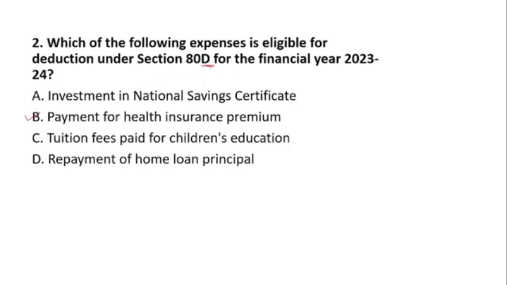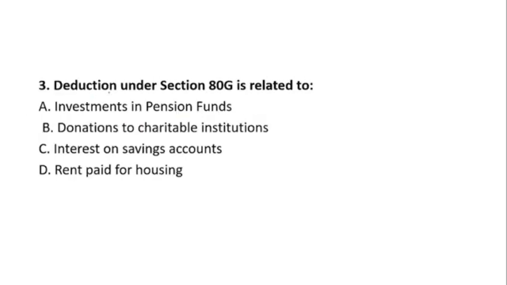And as I told you, how do you remember this? What is the trick? The trick is: like a doctor. Okay, a doctor is related to your health. So the payment of the health insurance premium comes under the deduction under section 80D. Okay. The next question, here is the right answer.